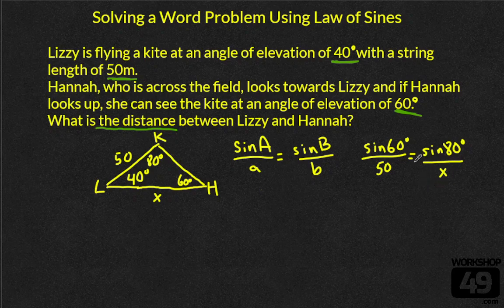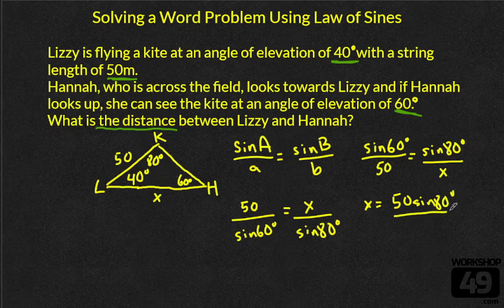And one of my favorite things about the law of sines is that if you're looking for the side, you can actually flip the law of sines and it's still true. So we can go ahead and flip these ratios and it becomes 50 over the sine of 60 degrees is equal to x over the sine of 80 degrees, which tidies up when we multiply both sides by the sine of 80, and we get x equals 50 sine 80 degrees divided by sine 60 degrees.